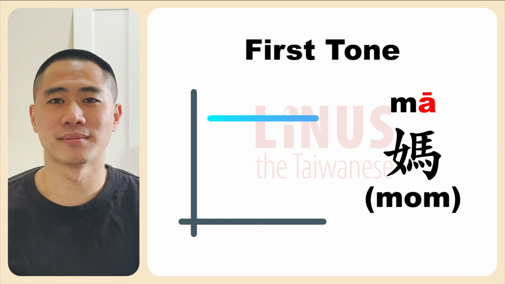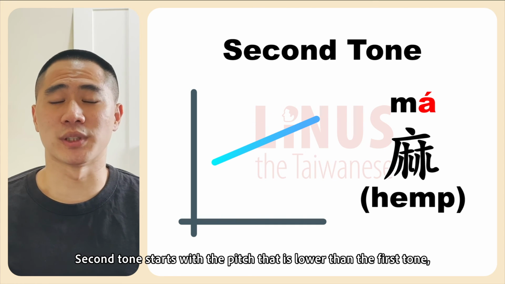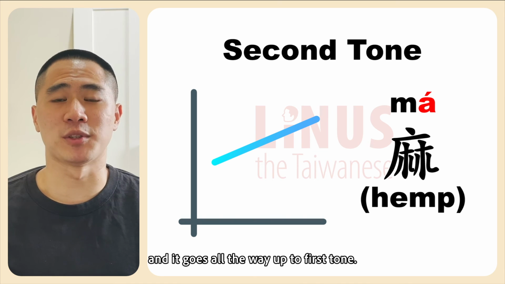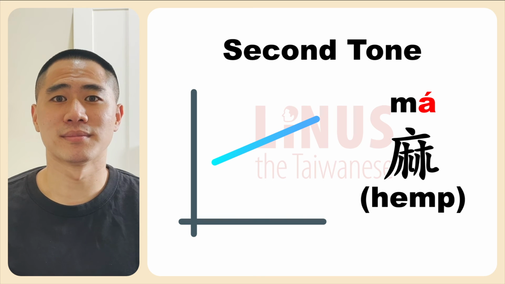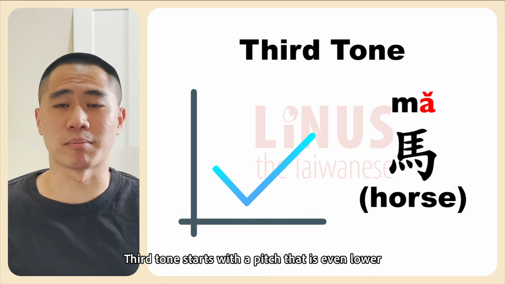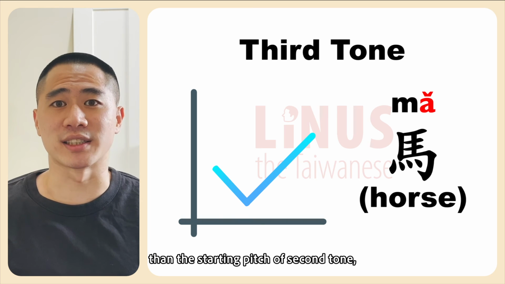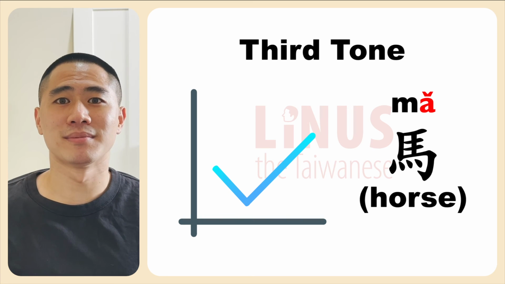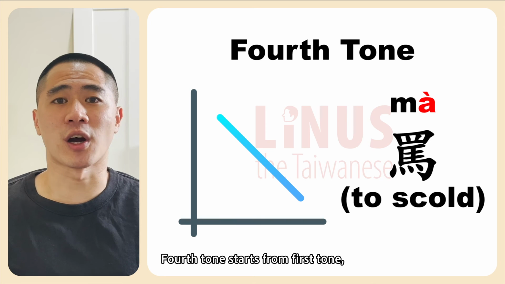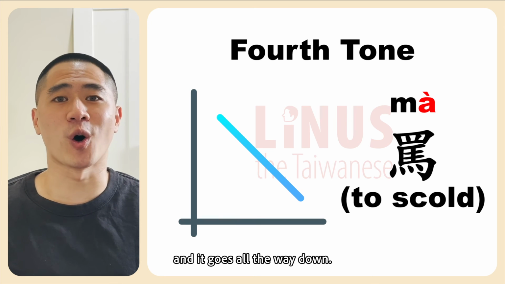Ma. Second tone starts with the pitch that is lower than first tone, and it goes all the way up to first tone. Ma. Third tone starts with the pitch that is even lower than the starting pitch of second tone, and it bounces back to first tone after going deeper a bit. Ma. Fourth tone starts from first tone, and it goes all the way down.